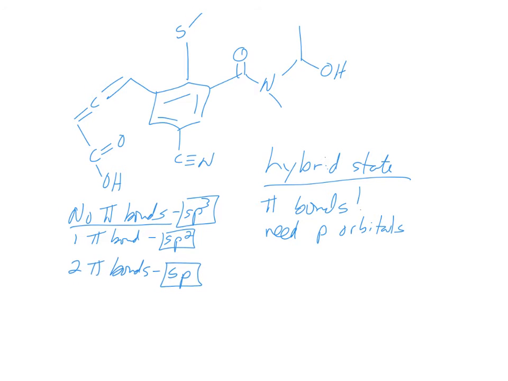So now, for each of these hybrid states, let's think about the orbitals necessary. If you're sp3, what hybrid orbitals do you have? You're always going to have four, right? Carbon has four bonds, right? That's what we're basing this all off of. So how many hybrid orbitals are you going to have? Four. And what are they? They're all sp3, right? So times four.